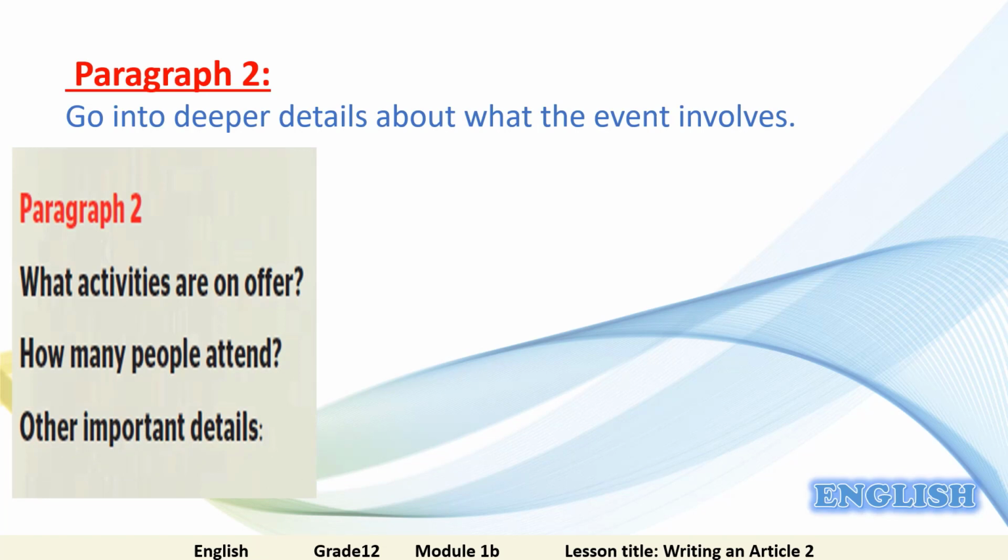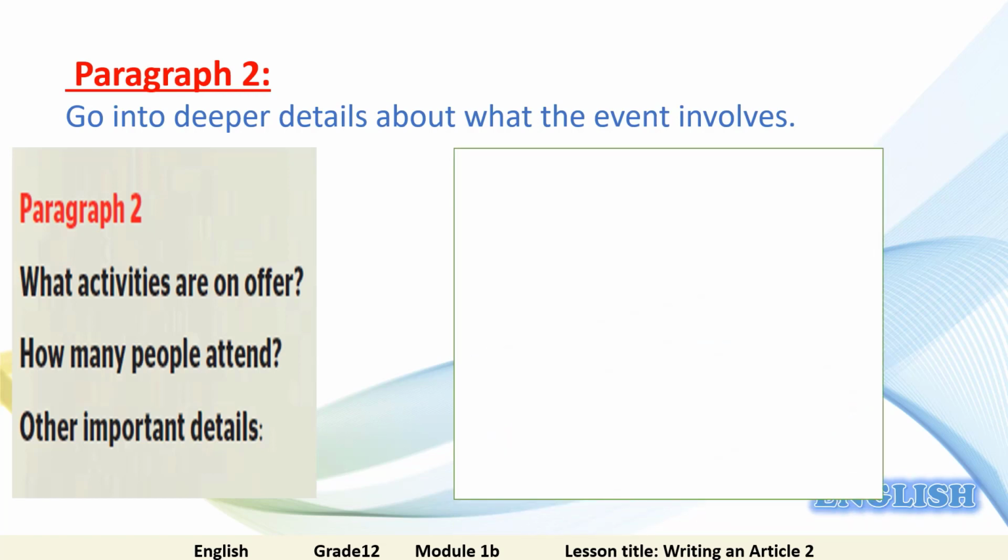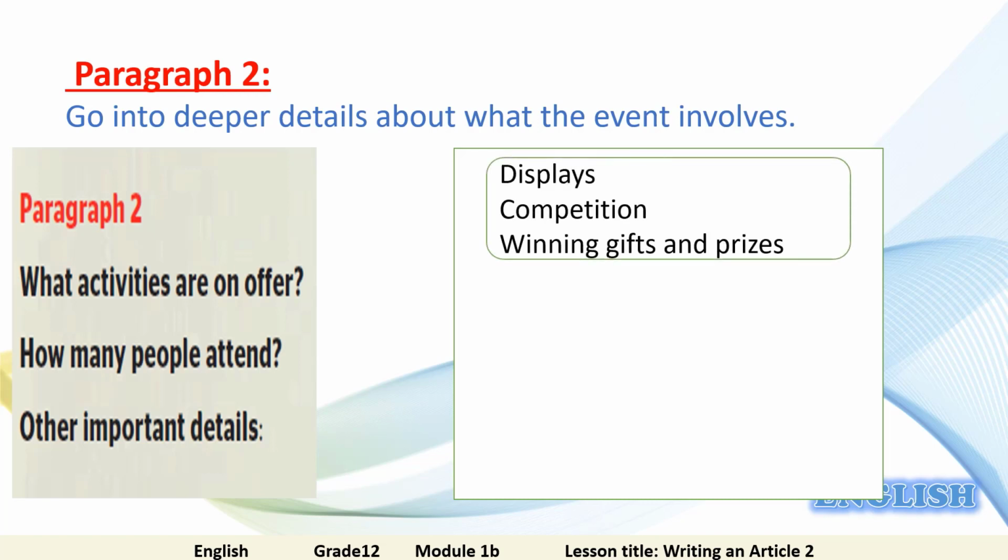What are the questions we're supposed to answer in paragraph 2 in order to have a well-written one? First question, what activities are on offer? So, we're talking about what you can do over there. What can you do at such an event? You can take a look at the displays, compete against each other, or you can even win gifts and prizes.